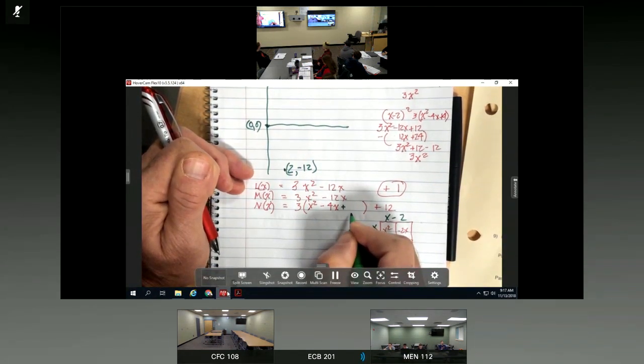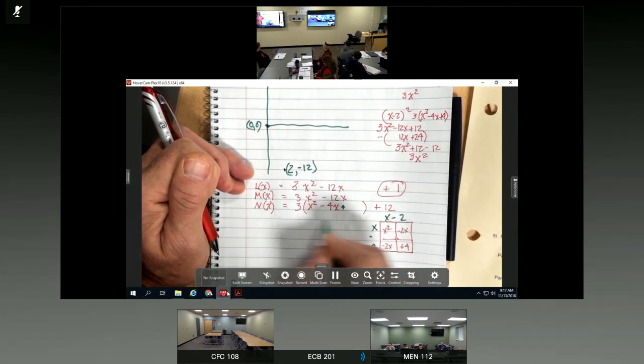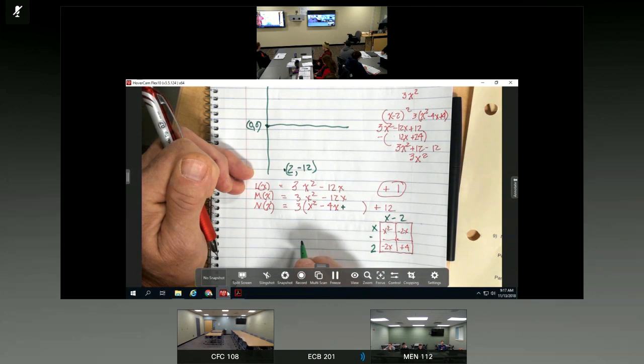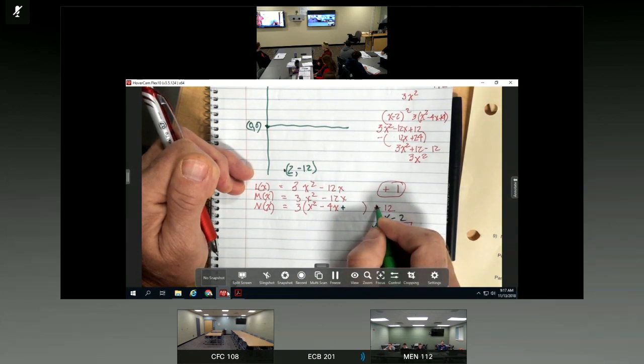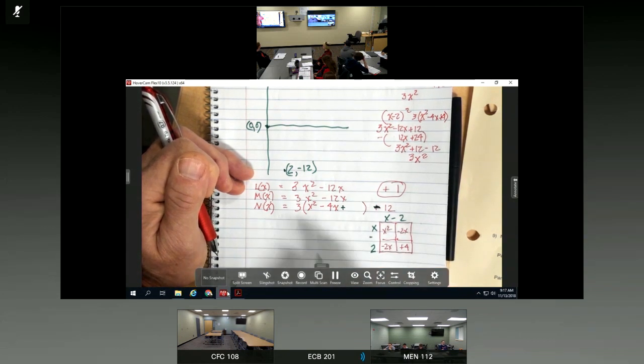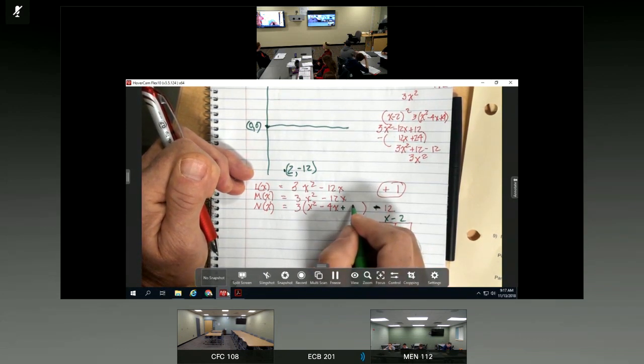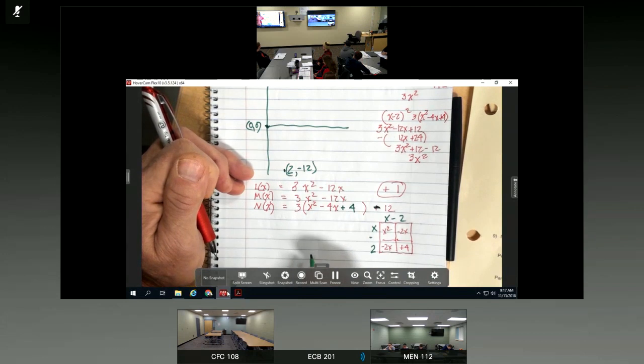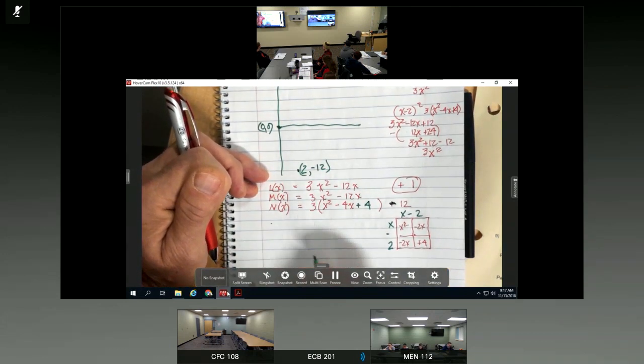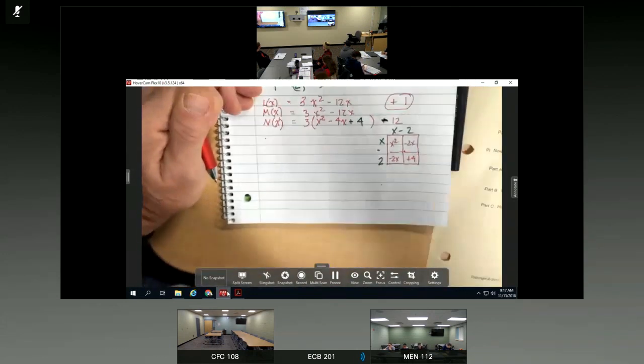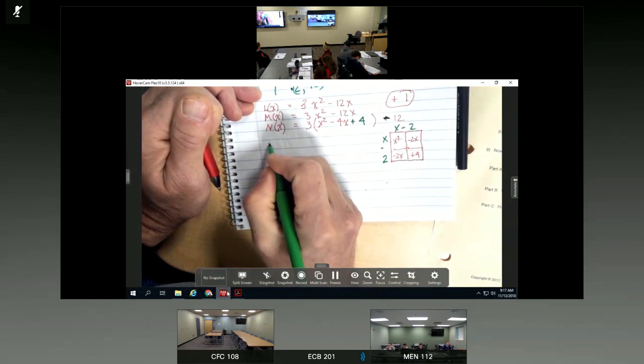So they call this completing the square. Oops, I'm sorry, this should be minus 12 here. This is plus 4. Let's go through the directions on how to complete the square. That'll help you.